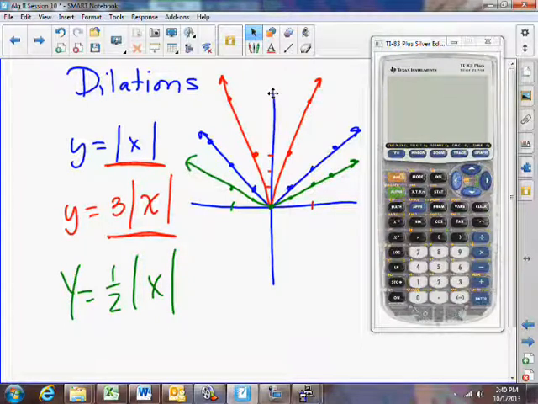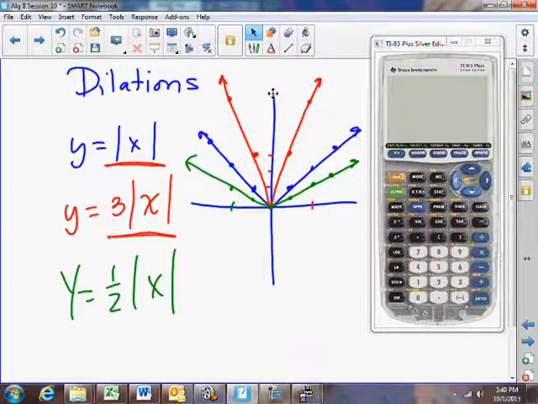So when you're doing the vertical dilations, the compressions and stretches, the part that's on the x-axis stays there. Now, if you had something that was below the x-axis, it would be 3 times as far below or 1/2 times as far below the x-axis as it was before.